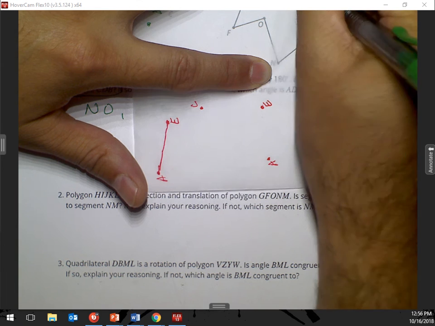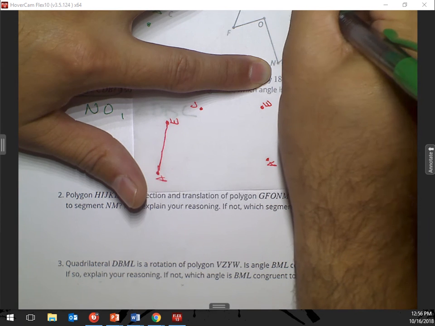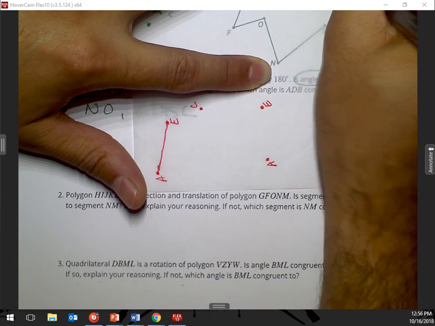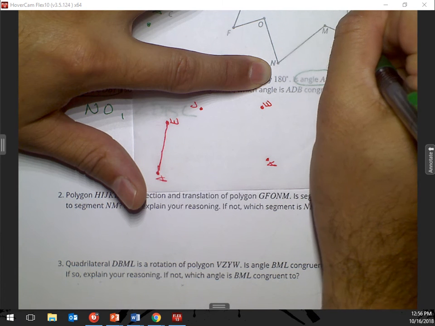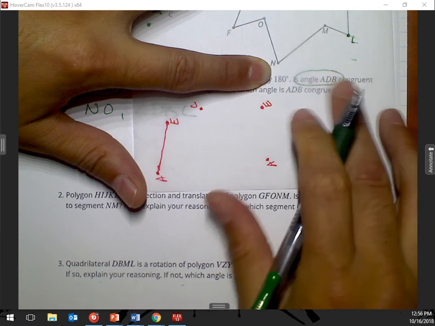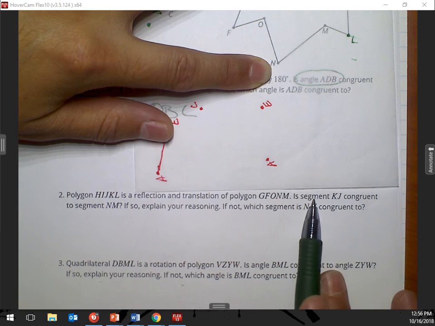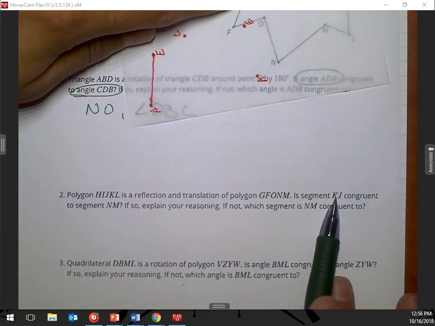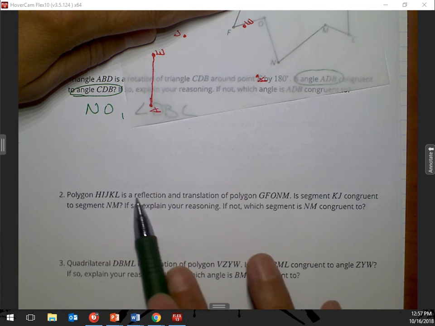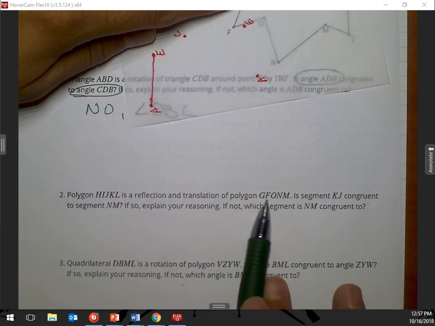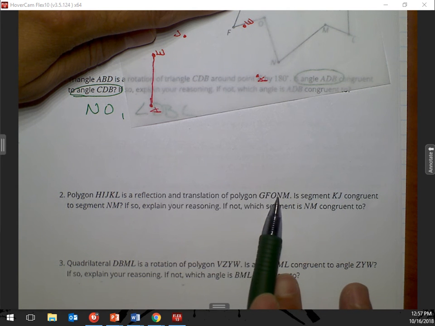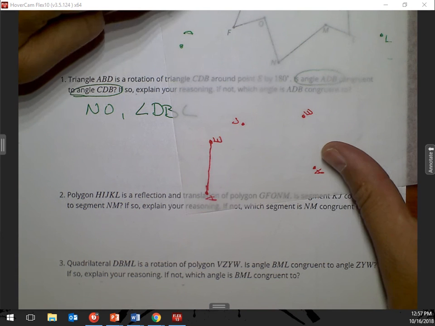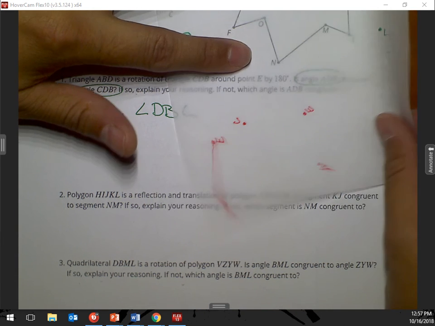You're tracing it? I'm not going to trace the whole thing. I'm just doing the points J, K, and L. It says that this right here is supposed to be a reflection and translation of GFONM. Okay, so what is H supposed to lie on? G. Okay, so let's put that.